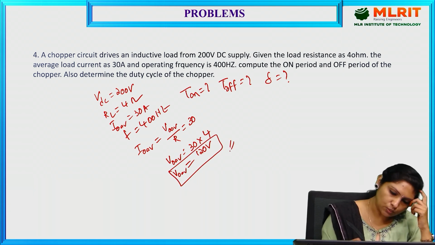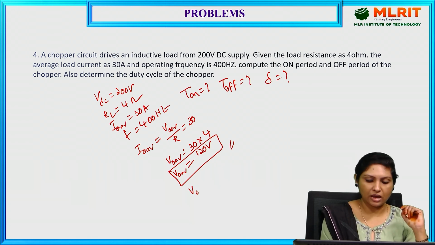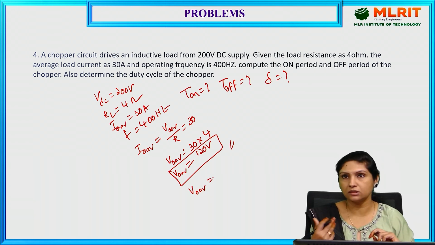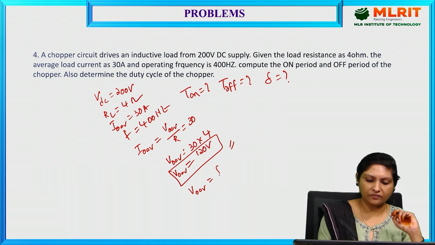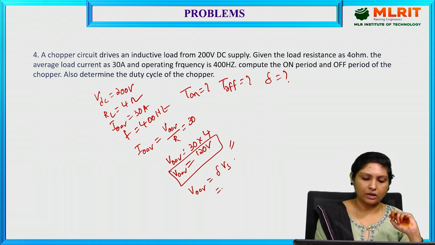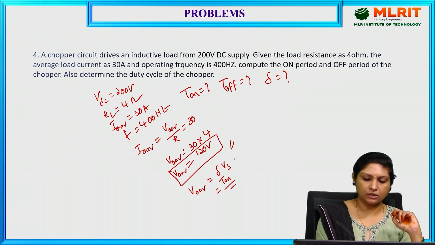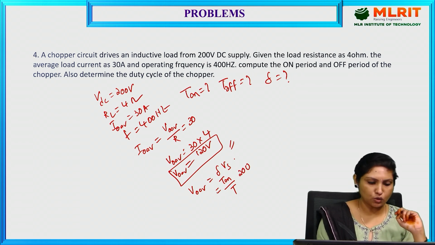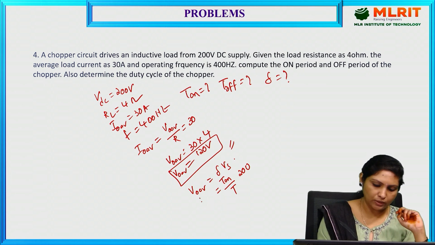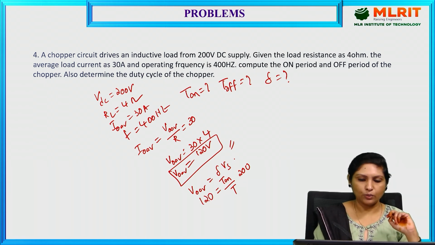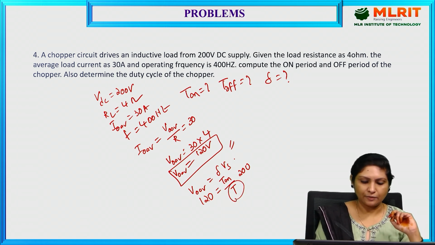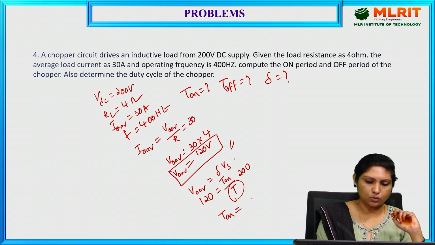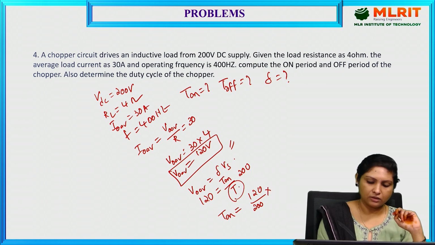And once we get V naught average, we all know very well, let us write this in terms of duty cycle, such that V naught average is equal to delta Vs, where delta is given by T on by T, and Vs, the source voltage, is 200 volts here. V naught average we have got as 120 volts, and we need to find out the on period of the chopper. For that, we need the value of the time period.